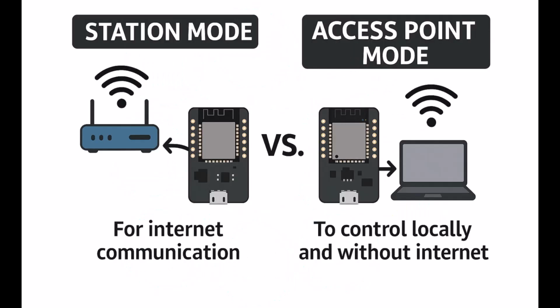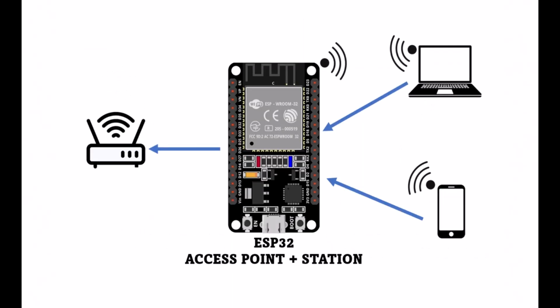So think of station mode when you want internet communication and access point mode when you're doing local control without needing internet. Oh, and one more thing. The ESP32 can even do both at the same time. It supports something called AP plus STA mode, where it connects to the internet and serves a local web page simultaneously. But hey, just to keep things simple for now, we'll focus on using one mode at a time in this video.